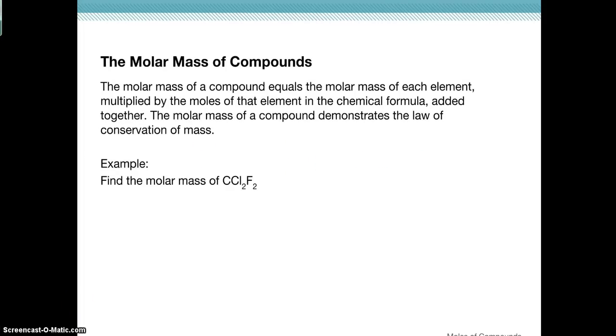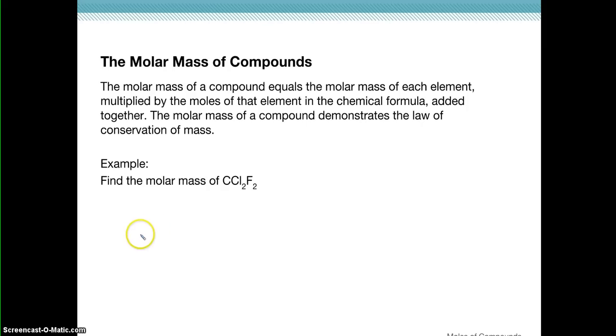All right, well, what if we want to know the molar mass of a compound? We've talked about molar masses of elements, and those come from the periodic table. But what if we want to know the molar mass of a compound? Well, we have to add up all of the masses of the elements that are in that compound. So, for example, if we want to find the molar mass of CCl2F2, then we need to add up the mass of 1 carbon, 2 chlorines, and 2 fluorines.